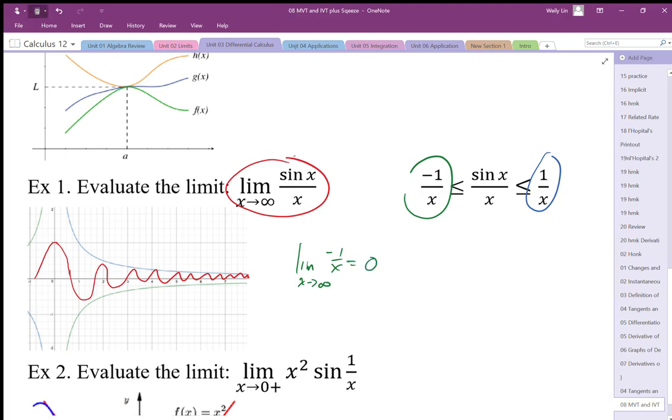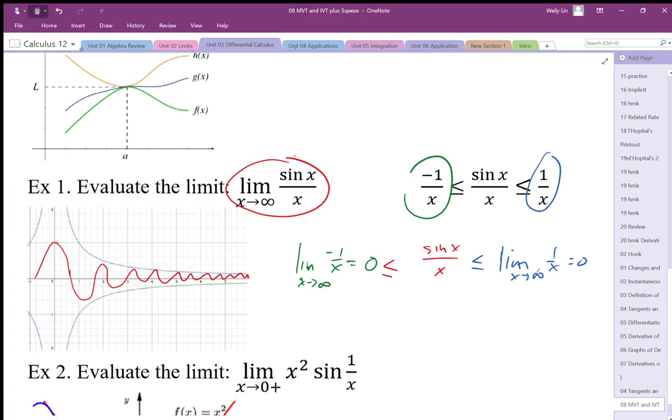We know that sine x over x is always greater than or equal to that. And from above, we know that the limit as x goes to infinity of 1 over x is equal to 0. So we know that these two functions squeeze sine x over x.